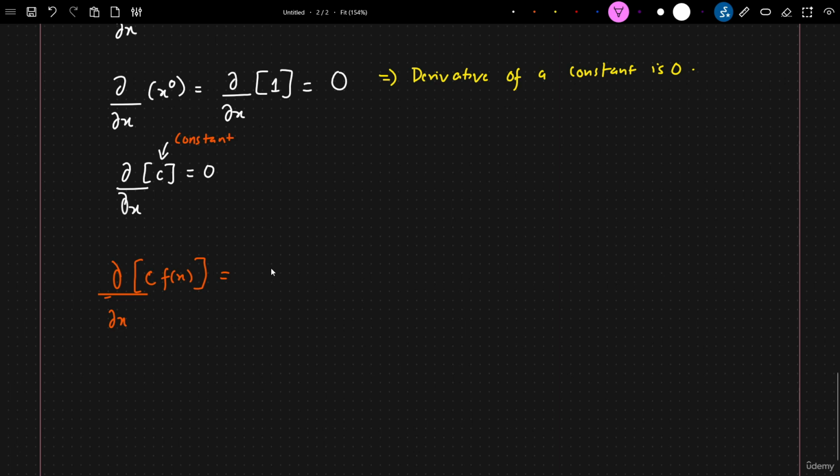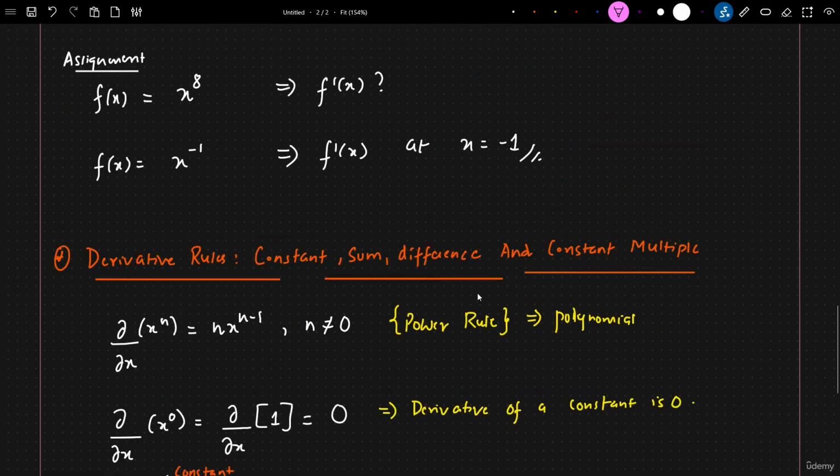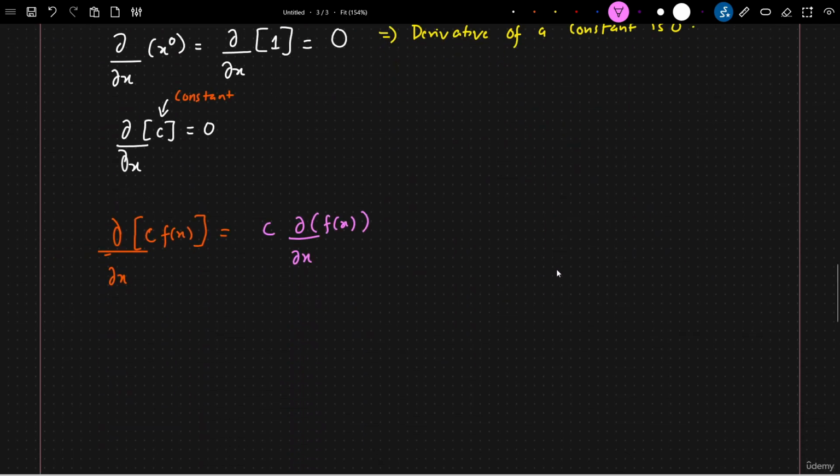So here we can write: first of all, since c is a multiple of this particular function, we will not treat it as a separate constant. This c will stay over here, and it will get multiplied by the derivative with respect to x of f of x. Please make sure that you remember this, and this is what we call the constant multiple rule. This can further be written as c f dash of x, where c is specifically your constant.